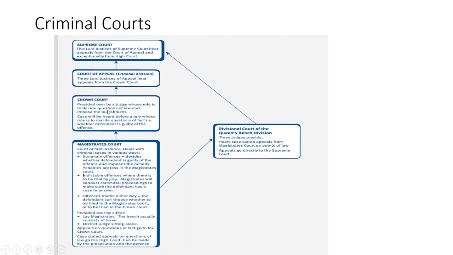Coming to the Crown Court, it is presided over by a judge whose role is to decide questions of law and impose the punishment. The case will be heard before a jury whose role is to decide questions of fact, that is whether the defendant is guilty of the offense. So in the Crown Court, the case is heard by a jury, not by the magistrate. And the jury decides whether the person is guilty or not.